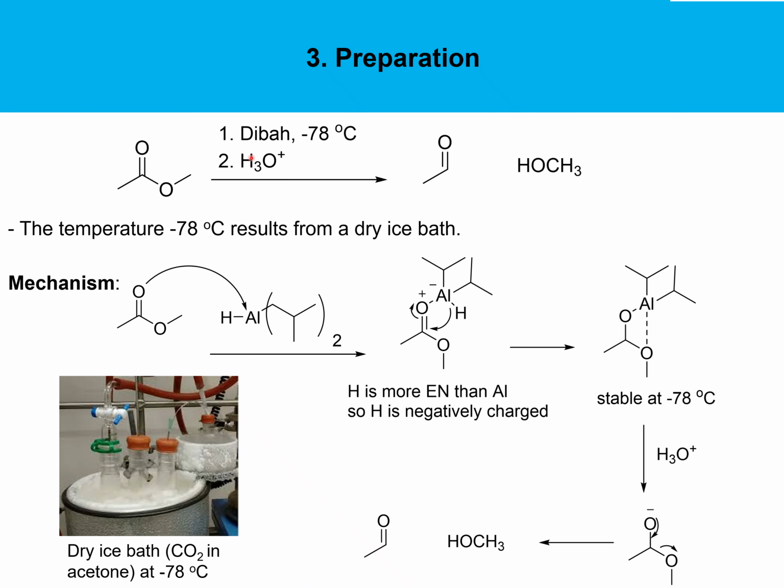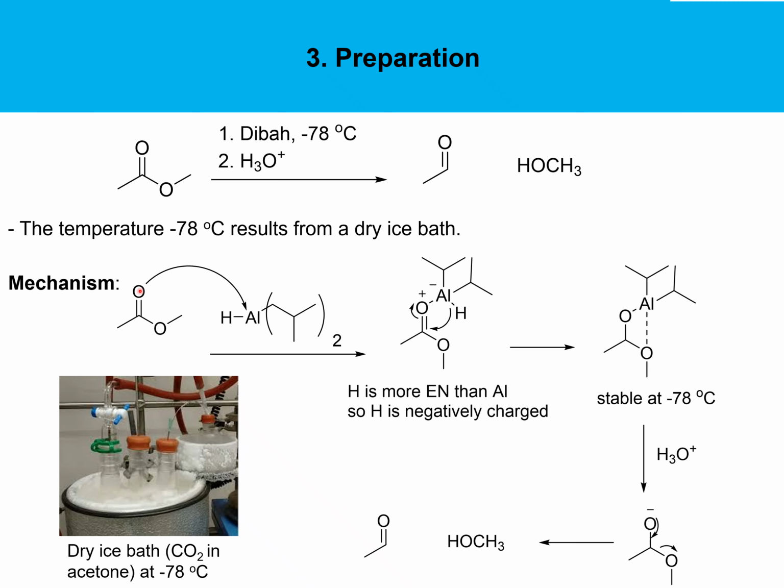Here is one more example of an ester being reduced into the corresponding aldehyde. Notice the same two carbons in the ester will be part of the product, and then this methoxy group is expelled as a methanol byproduct. Here's a look at the mechanism of a DIBAL reduction of an ester, using the previous example on the top.